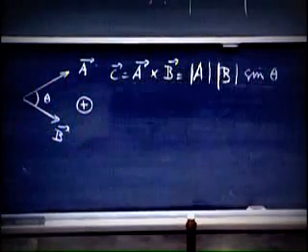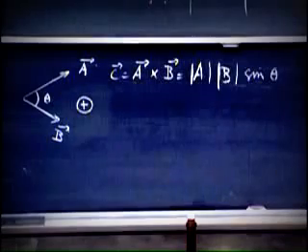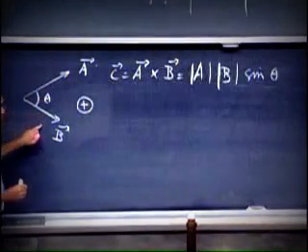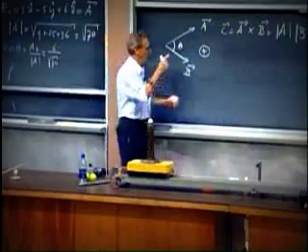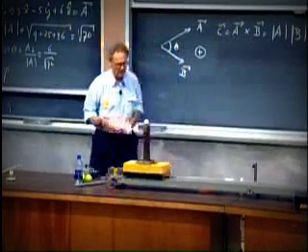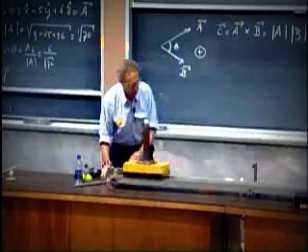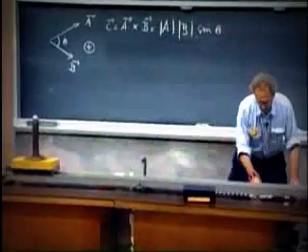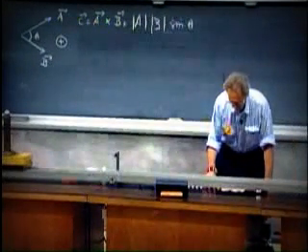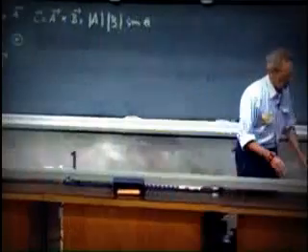A cross product is always perpendicular to both A and B. But it leaves you with two choices. It can either come out of the blackboard or it can go in the blackboard. And I just told you which convention to use. And I want to show that to you in a way that may appeal to you more.